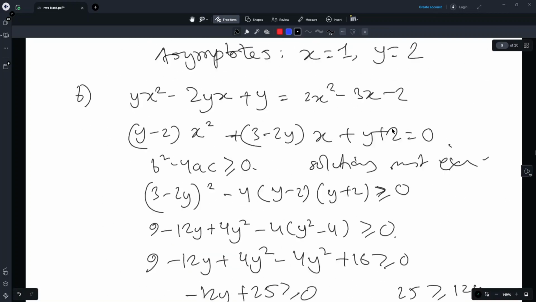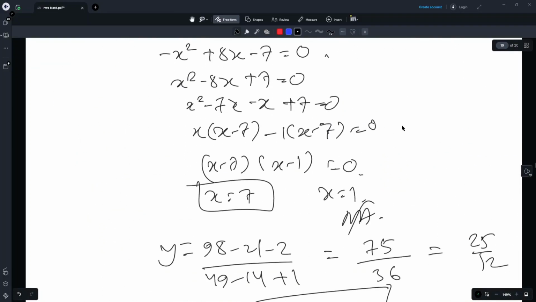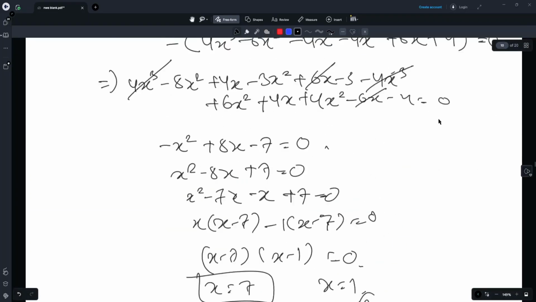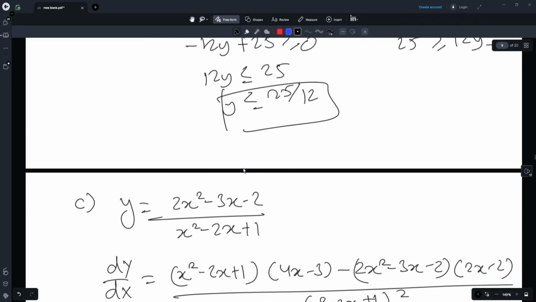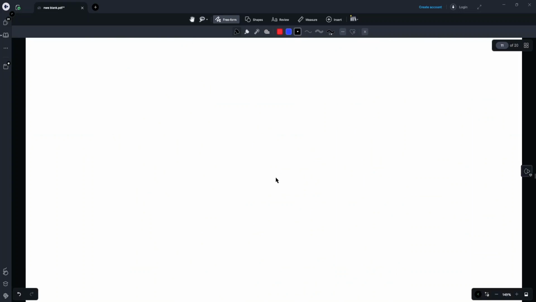Next up, sketch C, stating the coordinates of any intersection of C with the coordinate axis and the asymptotes. Now, this is the most important part. When it comes to sketching a curve, for rational functions where we can only have horizontal and vertical asymptotes, there are 5 important things that we need to know here.